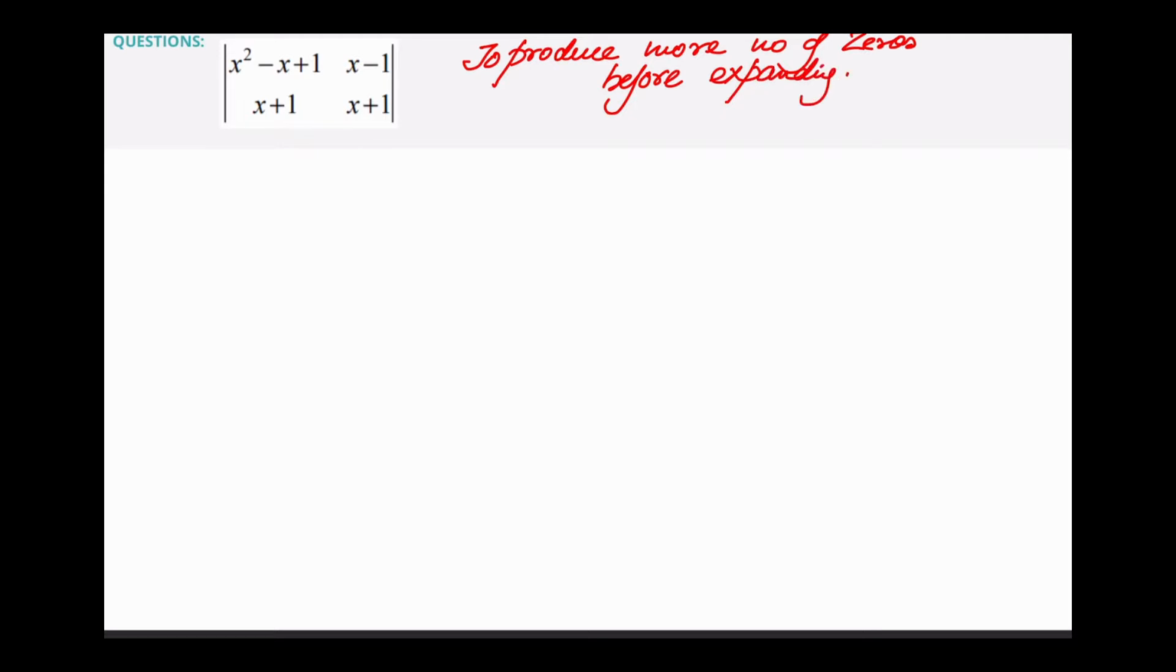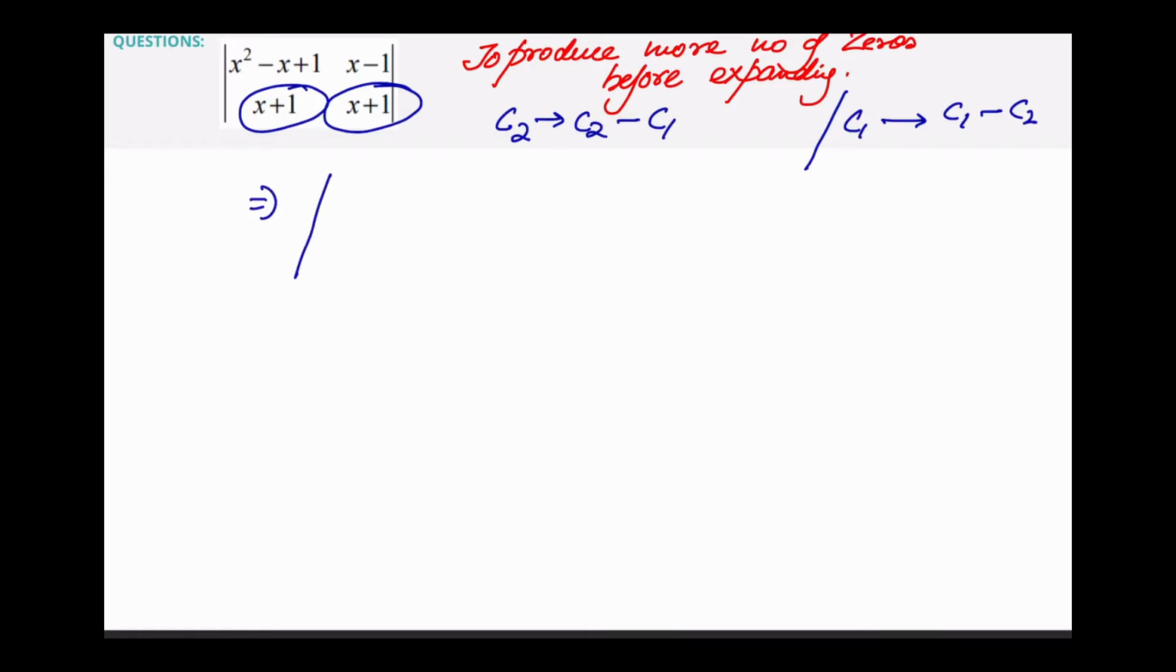Now how can we make more zeros? If you see this one and this one, both are the same, student, correct? So what we can do is column 2 equals column 2 minus column 1. Somebody will say, sir, what if we do column 1 equals column 1 minus column 2? Same thing, student. Either you make this side 0 or that side 0, both are the same. So let's do this one only: column 1 equals column 1 minus column 2.